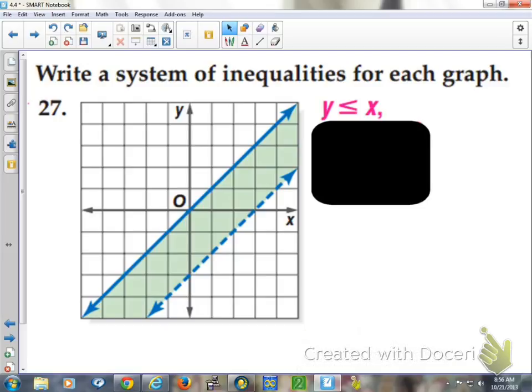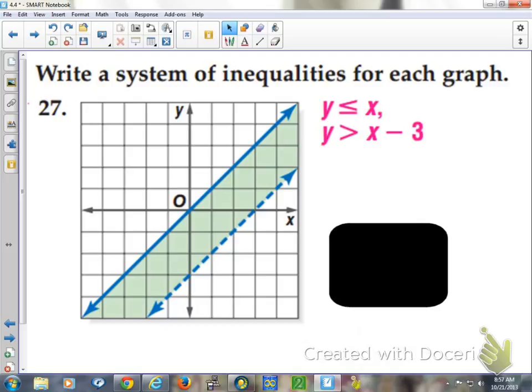What about the second one? Is it going to be greater or less than? Greater. Is it going to be equal to or no? No. So y is greater than, what's the slope? 1. So y is greater than x. What's the y-intercept? Y is greater than x minus 3. How did you get minus 3? Because that's where the y-intercept is.